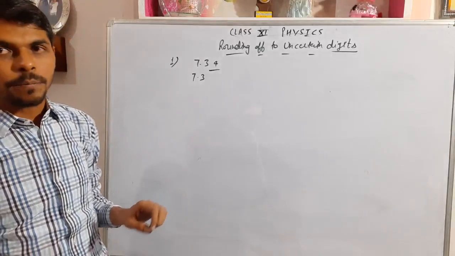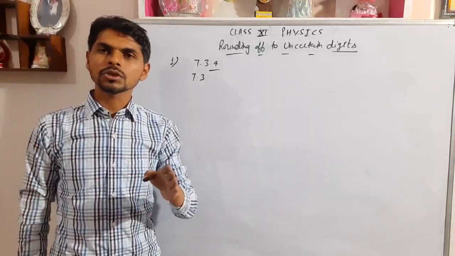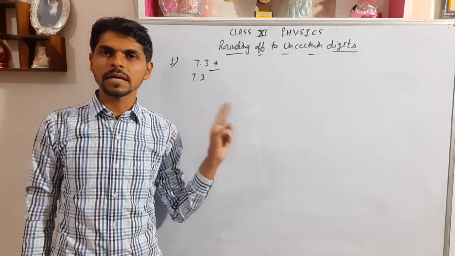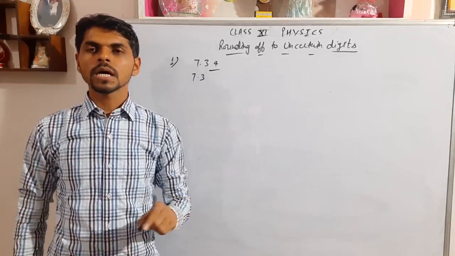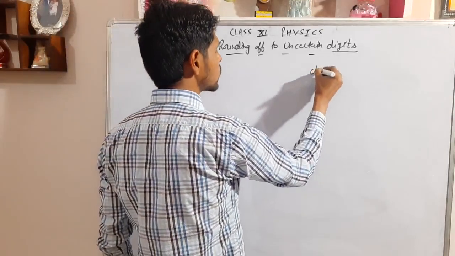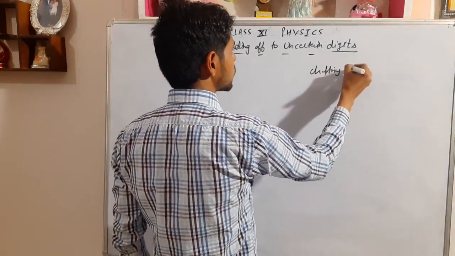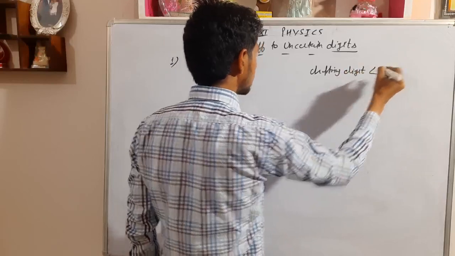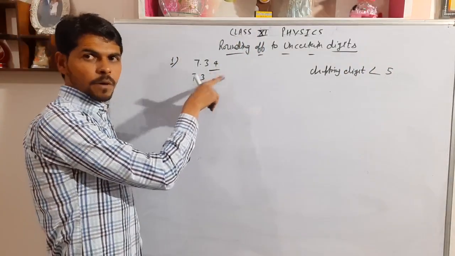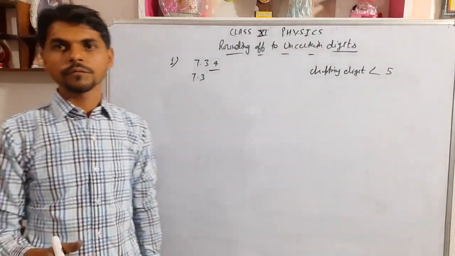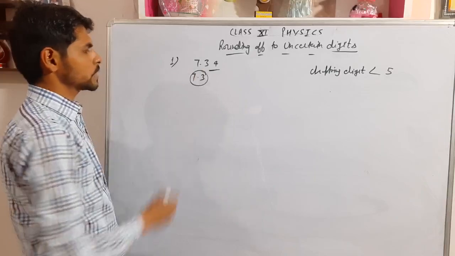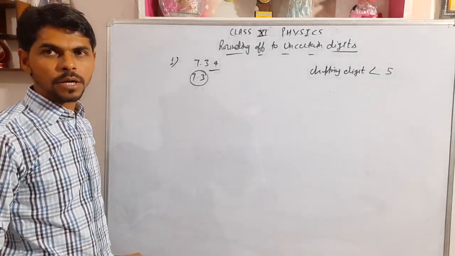So why are you dropping the 4? Because you were asked in the question to round it off to two significant figures, and the two significant figures are 7 and 3. So we drop the 4. If the dropping digit is less than 5, the previous digit from the dropping digit will not be changed, it remains as it is. So the answer will be 7.3.